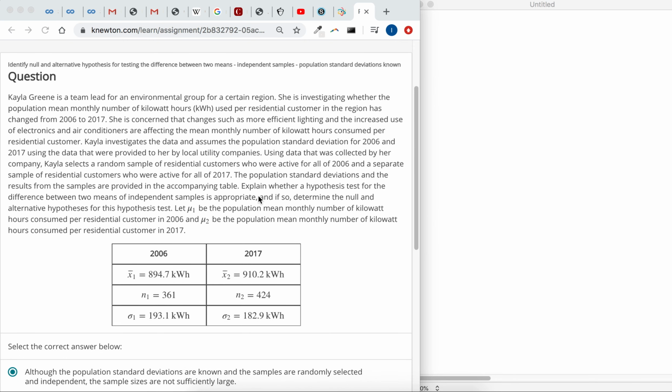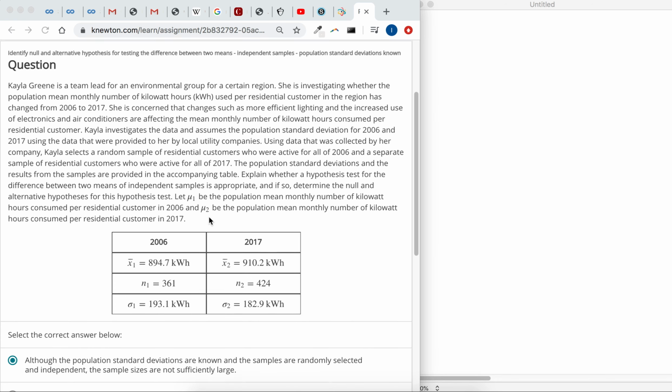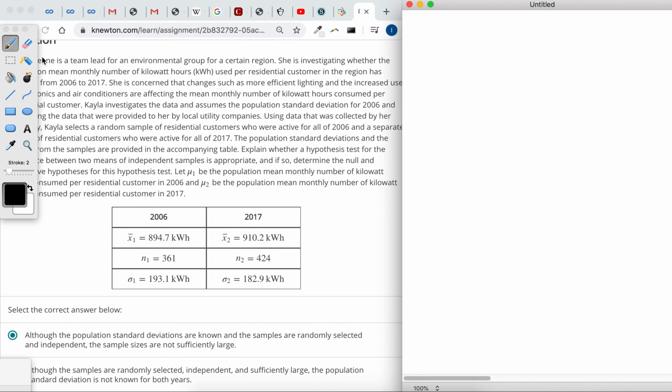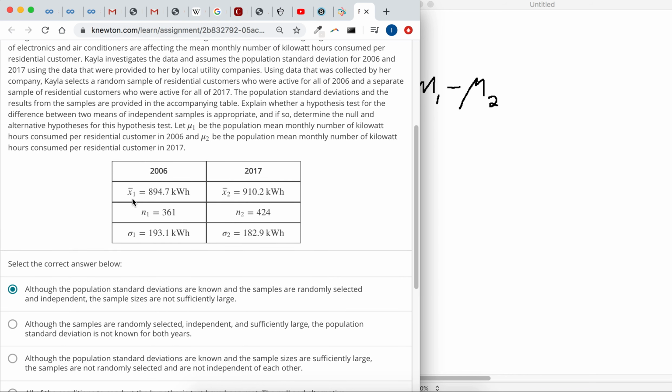Out all the information here. The big things that we need to take away are that we're comparing two means. So we're conducting some sort of hypothesis test where we imagine the population mean 1 subtracted by the second population mean. So they give us the sample data, sample mean, sample size, and then standard deviation.